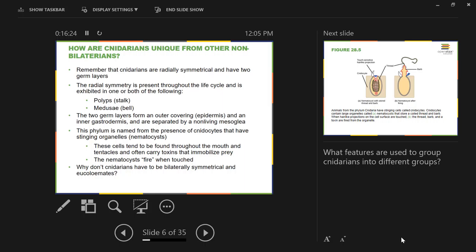So somebody explain this to me. Why aren't cnidarians bilaterally symmetrical and eucoelomates? Joe, what do you got for us? Right, well, why don't they need to be? So, yeah, Carlos.